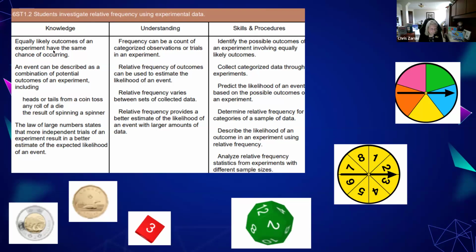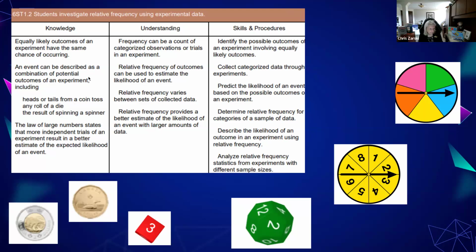Students, equally likely outcomes of an experiment have the same chance of occurring. So we want them to explore things that are unbiased. If I have a normal 6-sided die and I roll that, I have 6 numbers on 6 faces, and the die is completely legal. It's not unbalanced in the way it was made. Any one of those 6 numbers could come up on any roll. It's not that because I rolled a 1 the first time that I won't get a 1 the second time. Every one of them has an equal chance of coming up.